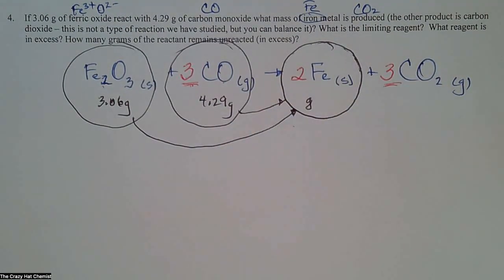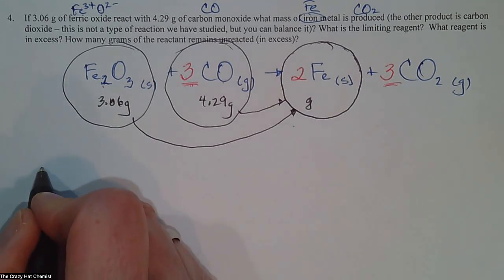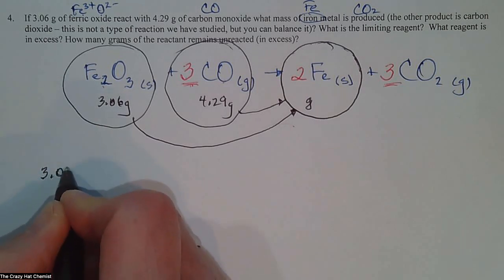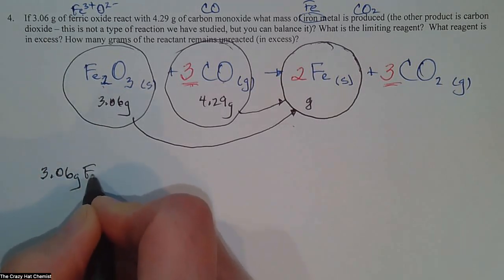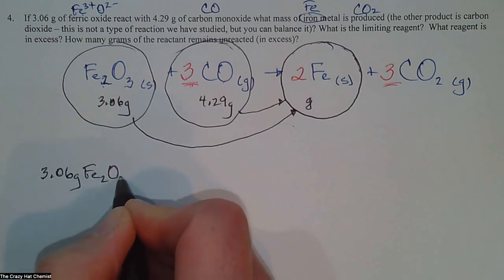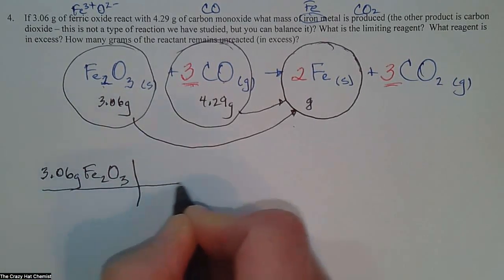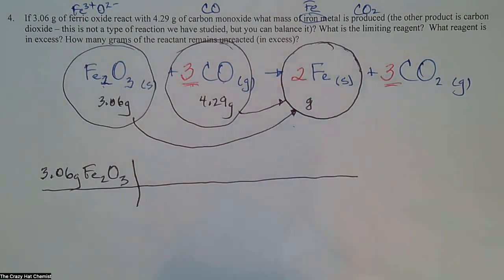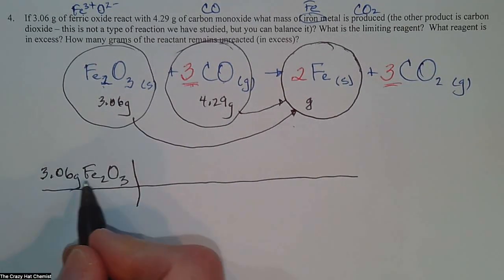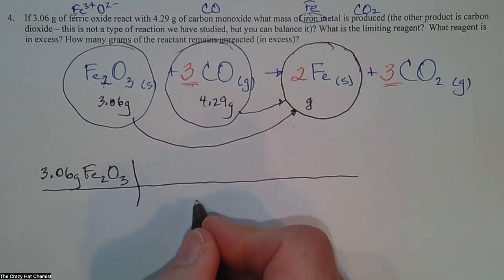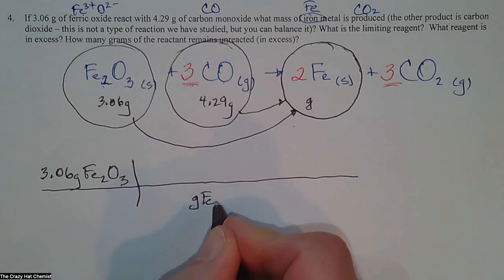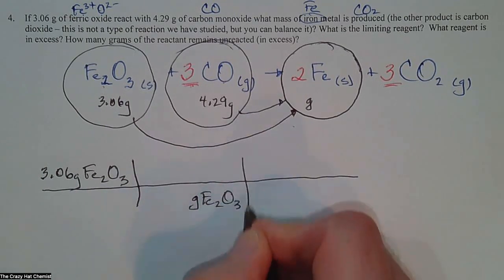Okay, there are many different ways of solving limiting reagent problems. I'm just going to go over but one method here. Okay, so hopefully that's helpful. So we're going to start off with 3.06 grams of ferric oxide, and we're going to take this all the way to grams of iron. So if this is grams of ferric oxide, then I need grams of ferric oxide down here in the denominator.